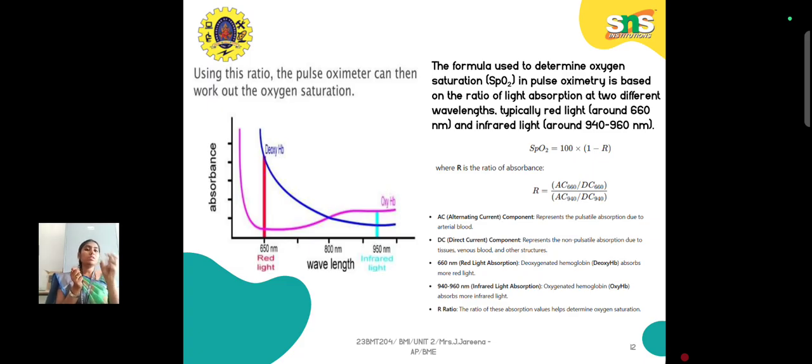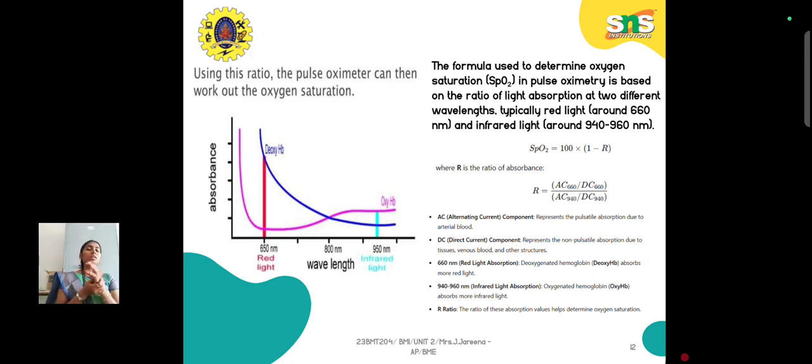And if you take all these values and substitute them in one set formula, you come to know the ratio of the absorbance. When you want to measure the SpO2 value, that is the oxygen concentration in terms of percentage, we have to calculate the ratio of the absorbance. For that measurement, we have one formula, that is R is equal to AC 960 divided by DC 960, and the whole divided by AC 660 nanometer divided by DC 660 nanometer. Those values, 660 and 960, are nothing but the light wavelengths, which you already know.